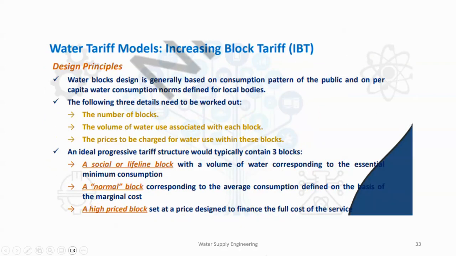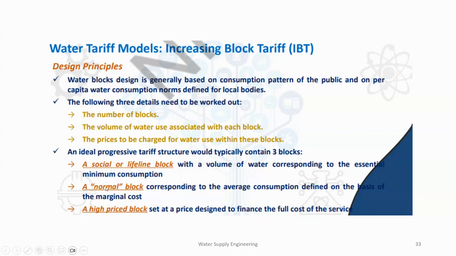The design principles are like this: the water block design is generally based on consumption pattern. So we need to design the number of blocks, the volume of water associated with each block, and the price to be charged for each block. Usually it will have three blocks. One is the lifeline block or social block. That is the essential minimum consumption for survival. That particular block is known as the lifeline block or social block.